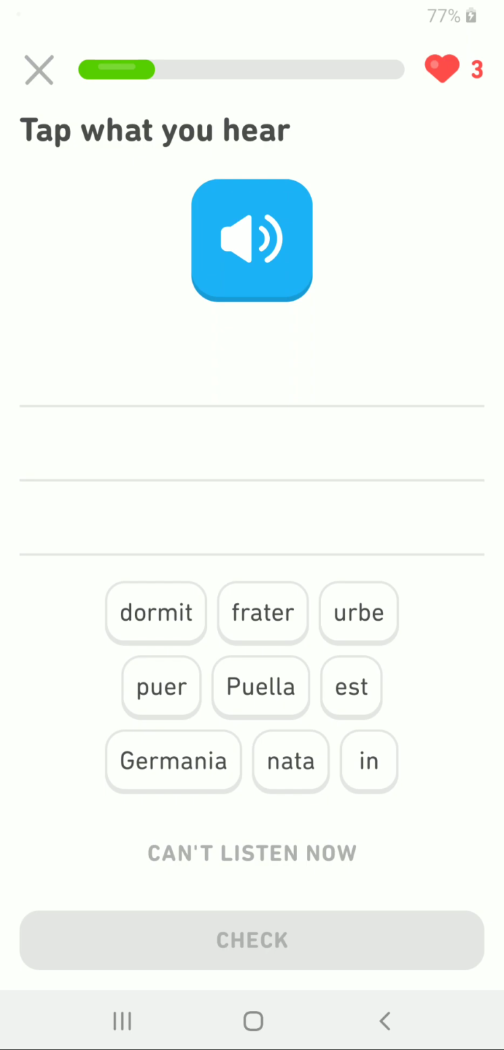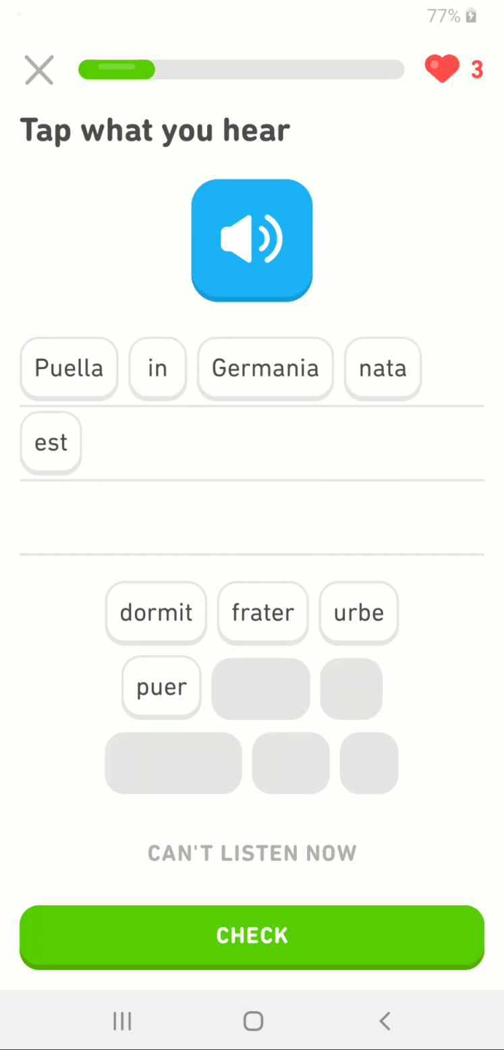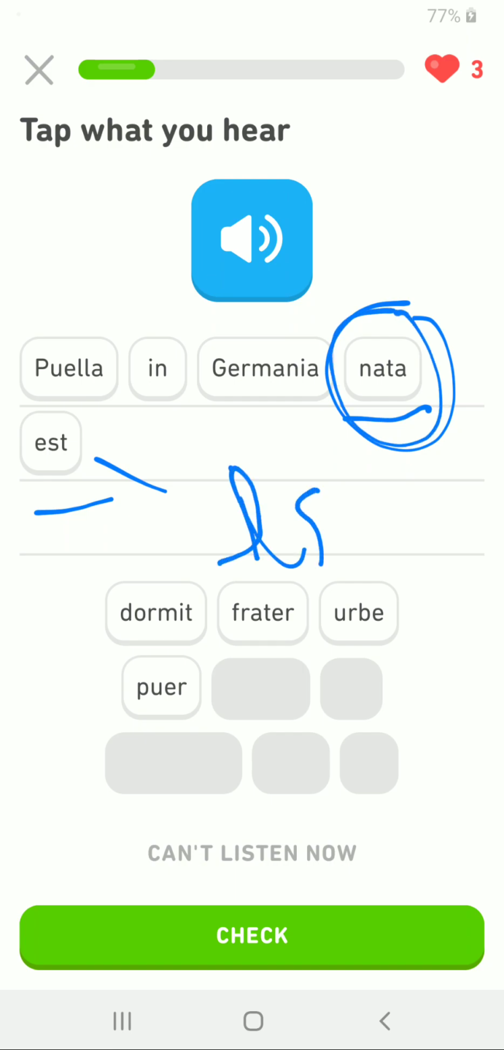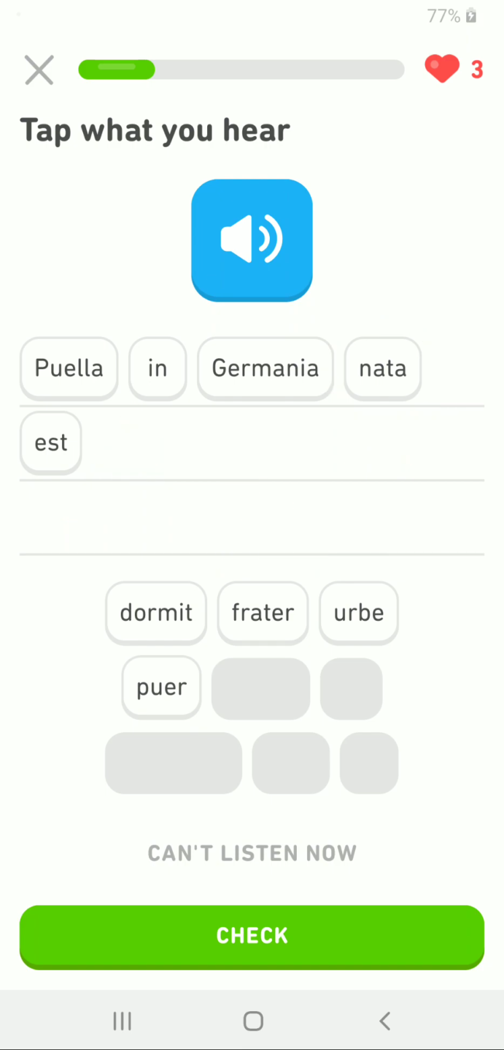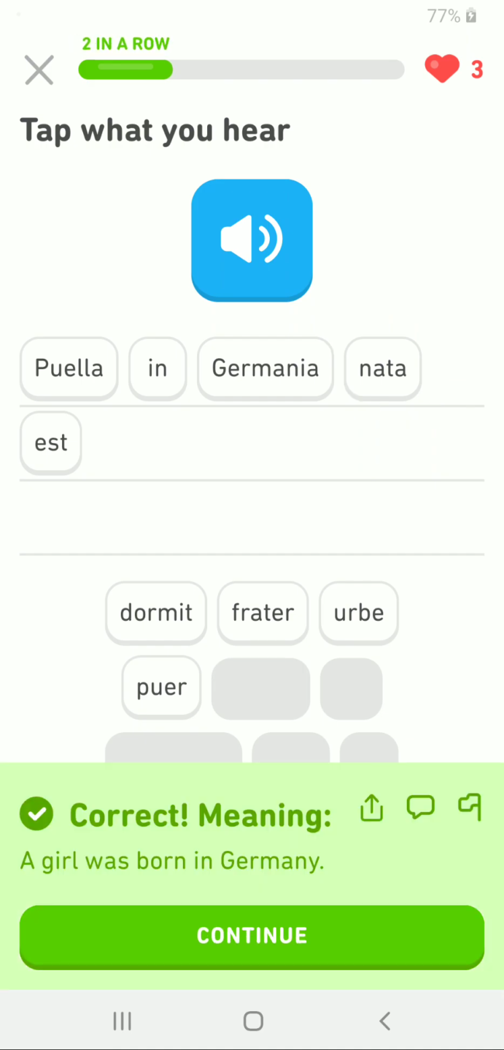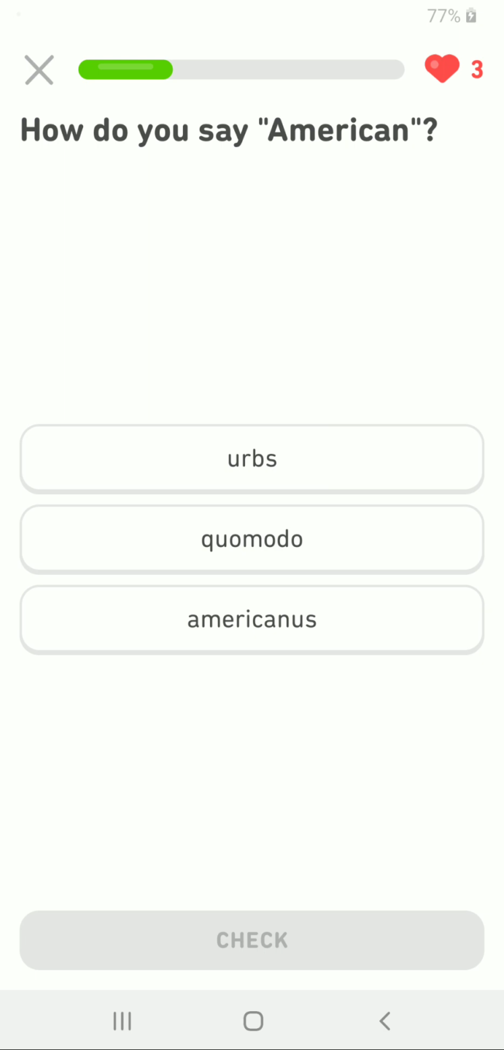Puella in Germania nata est. Okay, nata est is was born. Est we know is, but when we use nata, it's like with an auxiliary verb, and we put it after the verb. Nata is probably from nasci or something like that, to be born. So let's see if it's correct first. Yeah, the girl was born in Germany.